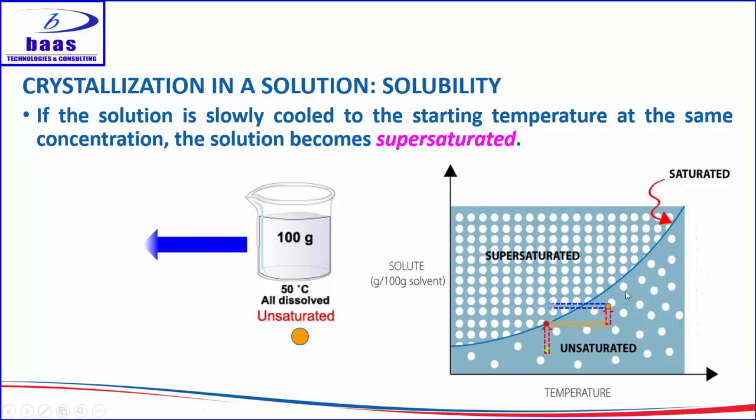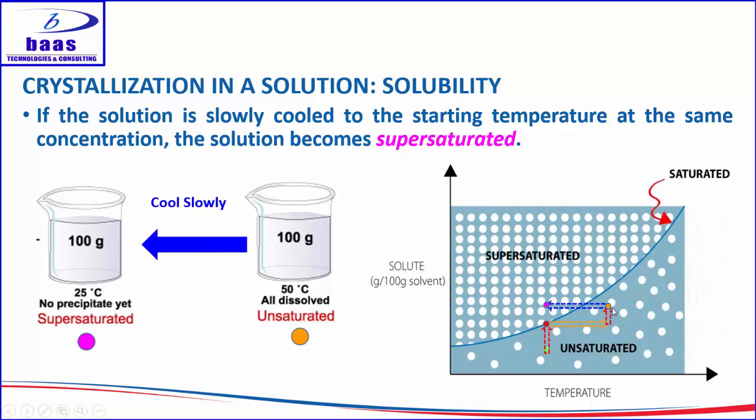If we take this unsaturated solution and cool it back to the original temperature of 25 degrees Celsius, we are crossing the saturation line into the supersaturated phase now. At this point, we have a supersaturated solution.